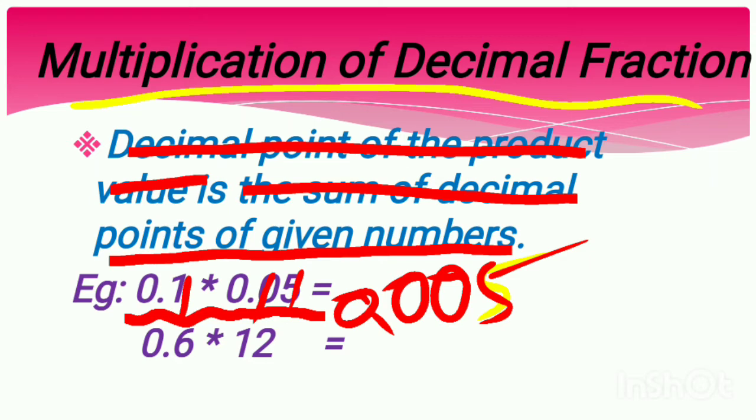Second example. In this example, we have one normal number and one decimal number. First, forget the decimal point and do the operation, that is multiplication. 6 into 12, 72. Let's count the digits after the decimal point. Here there are no digits after the decimal point in one number, so it is 0, only one decimal place, so 7.2.